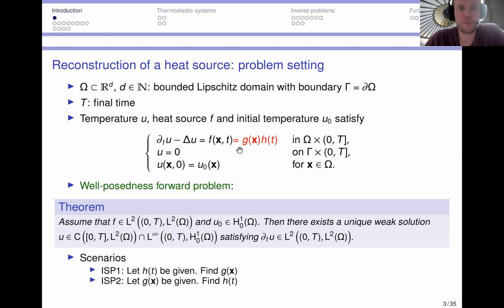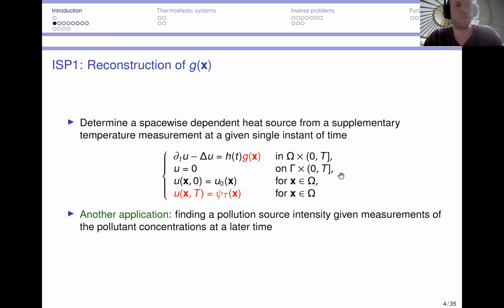In inverse source problems, we usually assume that the source is separated in its variables. So f is supposed to be the product of a function g, which depends on the space variable, and the function h, which depends on the time variable t. What we have here are two possibilities. In inverse source problem 1, we suppose that h of t is given and we would like to find g of x. In the second one, we suppose that g of x is given, and we would like to find the time-dependent part of the source.